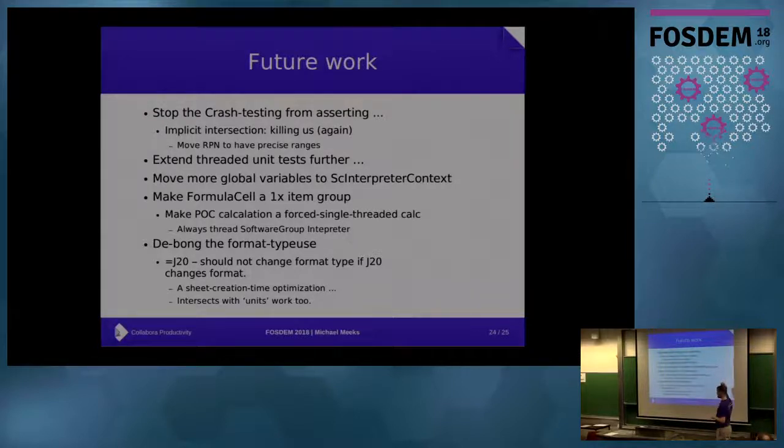I'd like to kill those global variables. That's actually probably relatively easy for a newbie to do. Maybe it should be an easy hack now, because we've got this nice context to put them on. Big stuff like killing the formula cell and making it a formula cell group, one of these groups that just happens to be one long, would be kind of nice, and then maybe be able to simplify some of these pieces. And making the plain old calculation just a single threaded calculation.